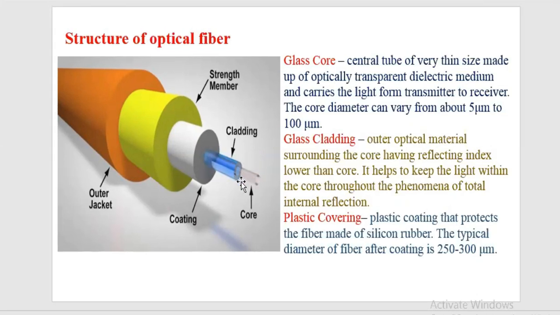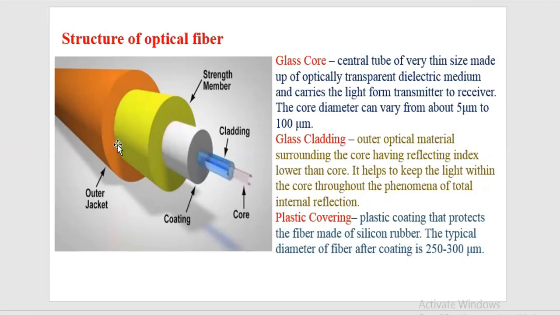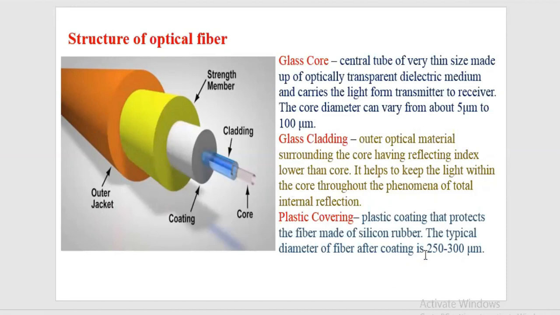Generally the core has a diameter of 5 micrometers to 100 micrometers, and the cladding surrounding it has very small thickness. To protect these two layers, some insulating materials are used, like a coating, strength membrane or outer jacket. Here, three membranes are shown. Some wires will have only a single membrane or two, depending on the material of the core and cladding. This outer covering thickness generally varies from 250 to 300 micrometers in diameter.